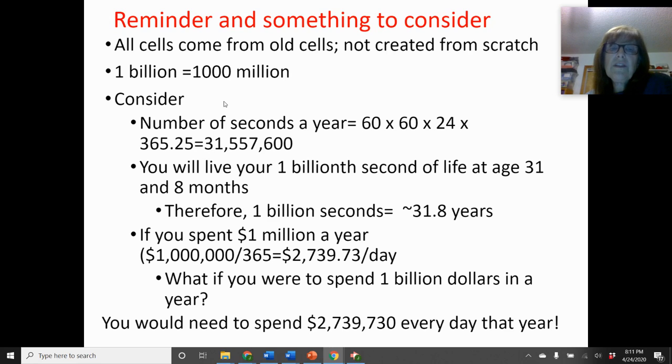So if you spent $1 million a year, you would spend $2,739.73 a day. So if you were to spend $1 billion in a year, you would need to spend $2,739,730 every day that year. So once again, a time scale is very difficult to fathom. And so sometimes we use these analogies to help make it a little bit easier and to understand the vastness of this time scale. And that's it for this part of your lecture.